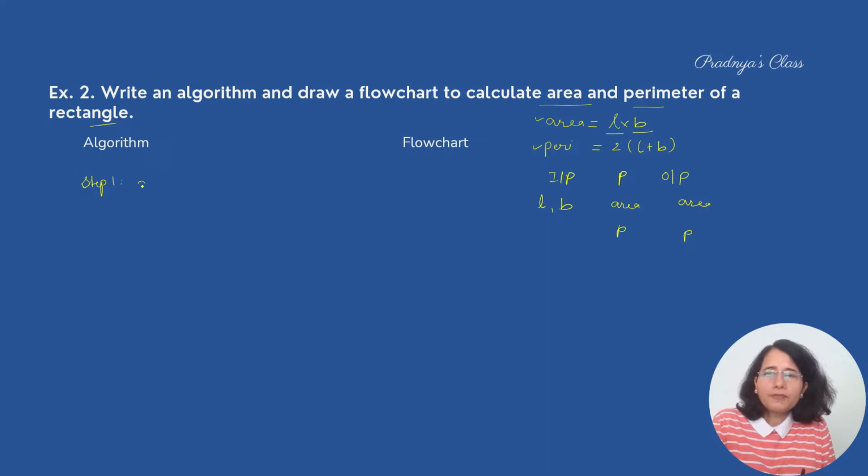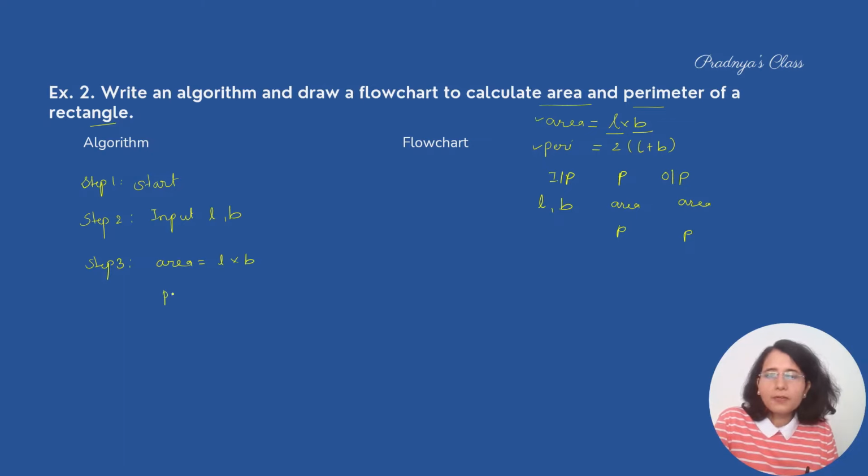Always the step 1 will be start. In step 2 we have to write the input. So our input is length and breadth, so L and B. After taking input, step 3 will be the processing part. So here we are calculating area, so write the formula here. In the same step I am calculating the perimeter also, so I am taking variable P for that, and this is the formula for perimeter.